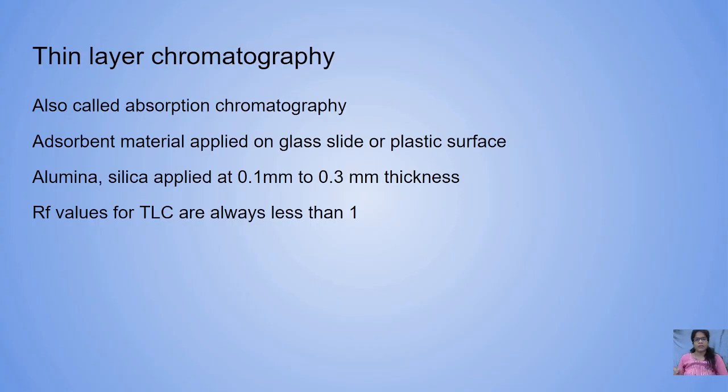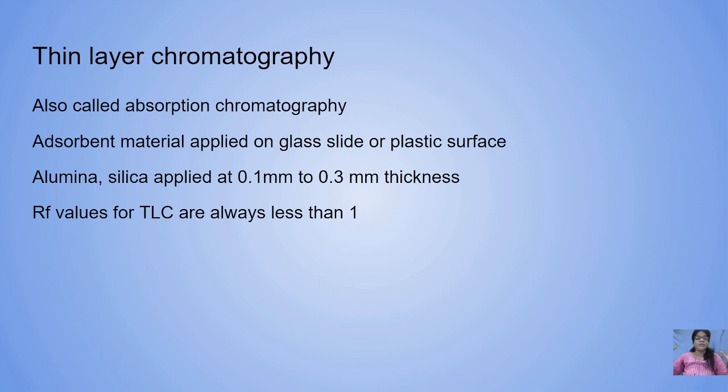What is thin layer chromatography? It's almost the same as paper chromatography, but it has an adsorbent layer attached to a glass or plastic slide. In thin layer, you apply the adsorbent on a thin layer glass plate. That's why it's also called adsorption chromatography. A glass plate, glass slide or plastic surface is taken, and onto it you add the adsorbent material. The adsorbent material would be like alumina or silica, maintained at 0.1 mm thickness.